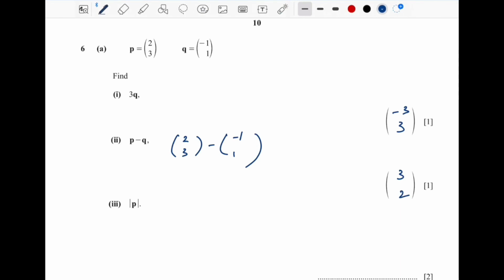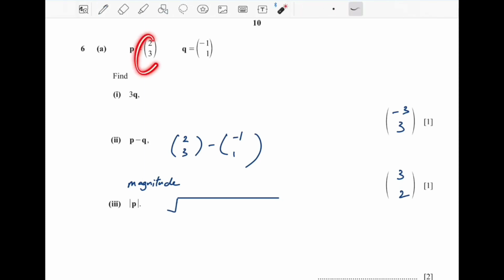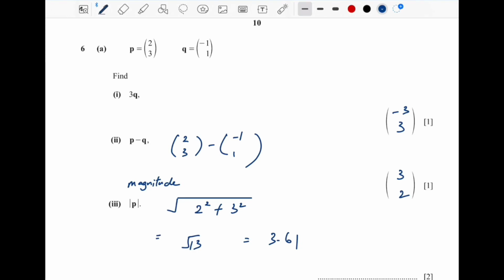Final answer. Modulus B. You have to understand the meaning of modulus. Modulus stands for magnitude, like the length of the vector. So we apply Pythagoras theorem. If you look at P is 2, 3, then A squared plus B squared, then you find the value for C, which is the magnitude. So what do we have? Root 13. Try to leave your answer in decimal after you write down the root form, and then correct to 3.61.